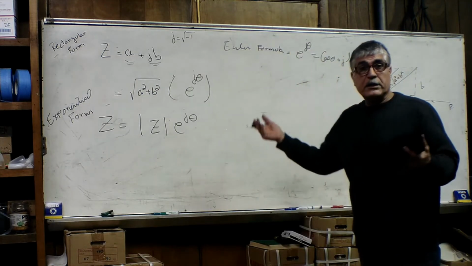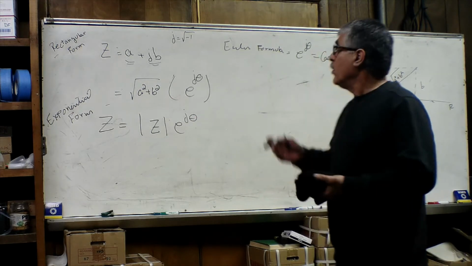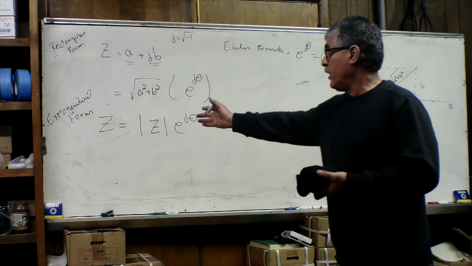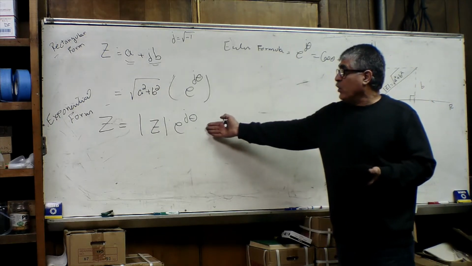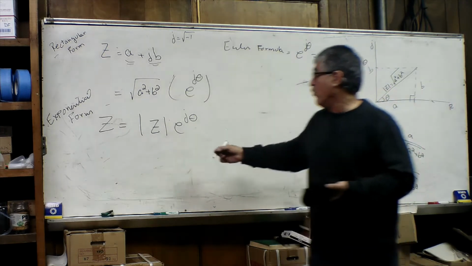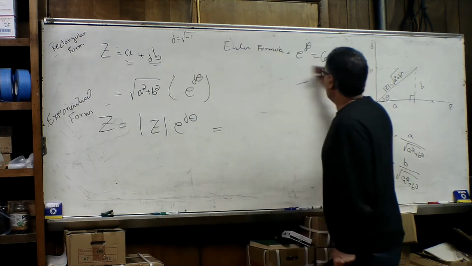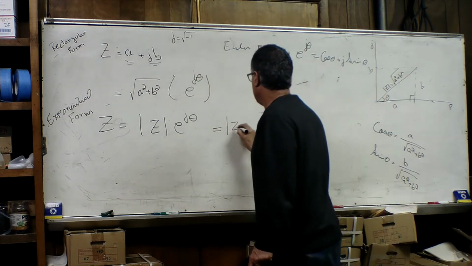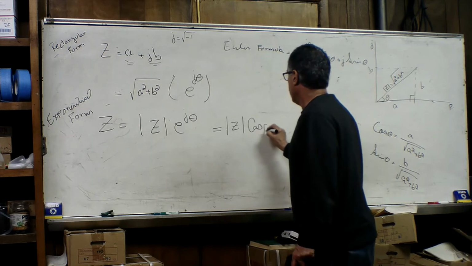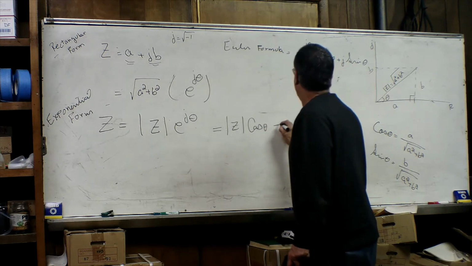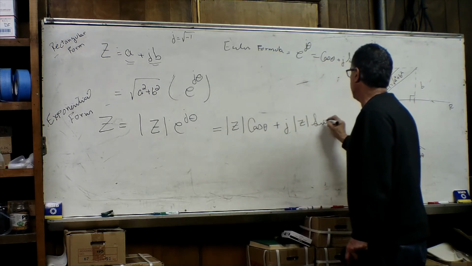Now, in these steps, we just learned how to convert a complex number from rectangular form into exponential form. Now, if we have the exponential form and we want to convert it to the rectangular form, what we do is use the Euler formula. We can write this as the absolute value of z multiplied by cosine of theta, plus j multiplied by the absolute value of z multiplied by sine of theta.